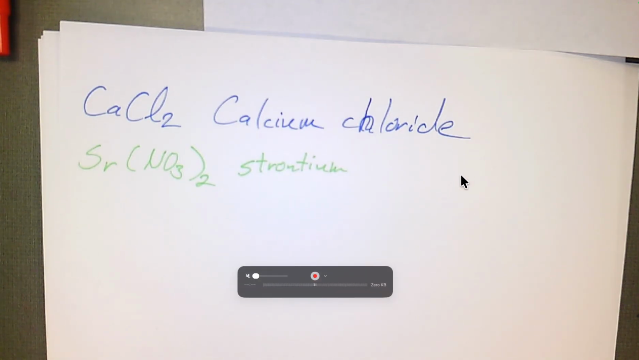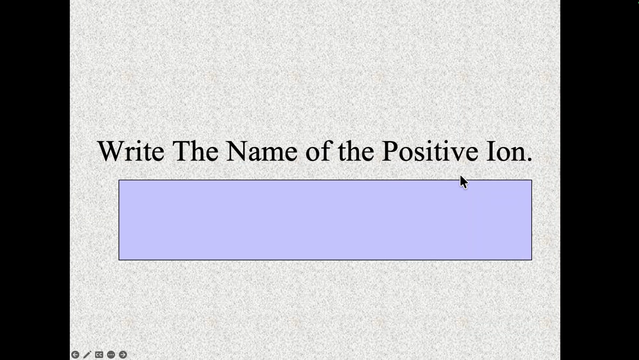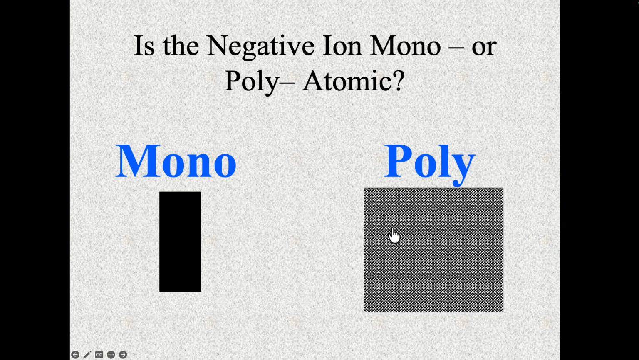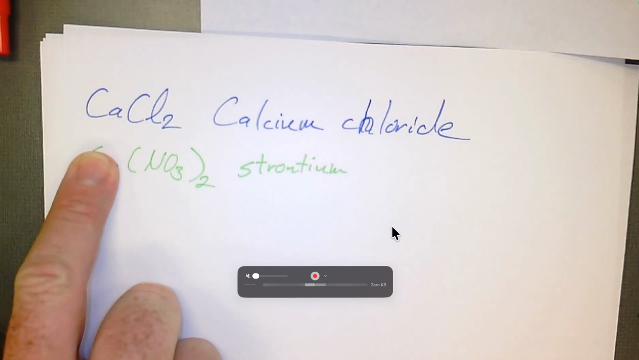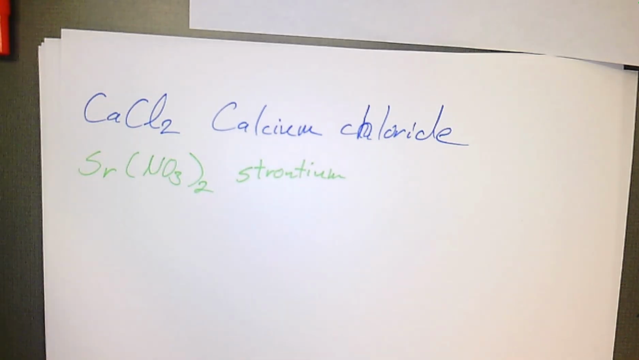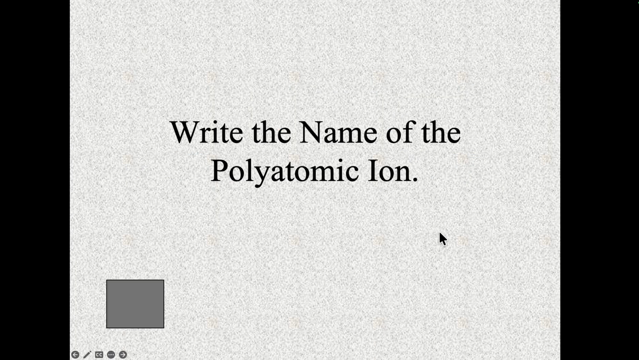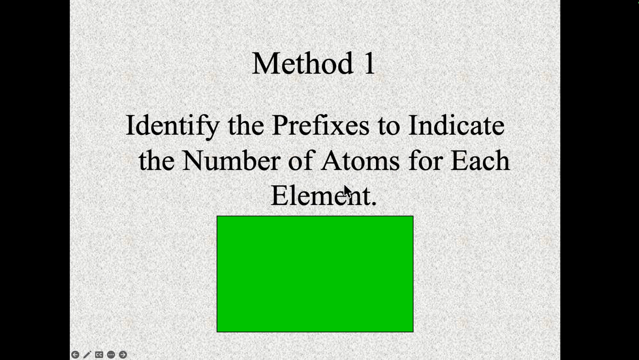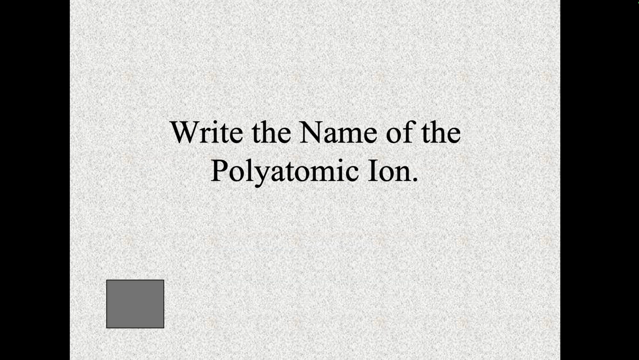Now, let's go back. So we wrote the positive ion. Boom. Is the negative part mono or polyatomic? So we cover up the Sr. One capital letter or more than one? It's got 2. Okay, so that means it's poly. We click on the poly. All we got to do is write the name of the polyatomic ion. Oh, sorry. Oh, no. Go back.